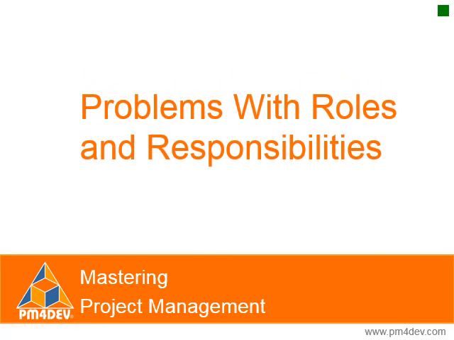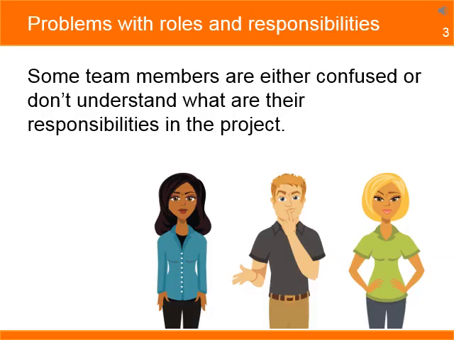Problems with roles and responsibilities. In your follow-up meeting with the project team, you learned that there is some confusion regarding the roles and responsibilities. It seems that some team members are either confused or don't understand what their responsibilities are in the project. This situation has led to some duplication of efforts and some disagreements that you don't want to become a major conflict.